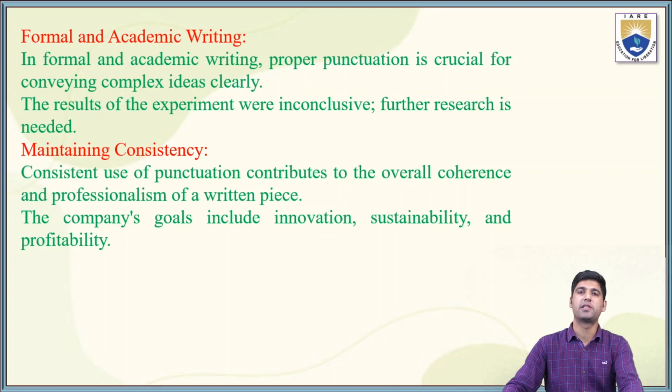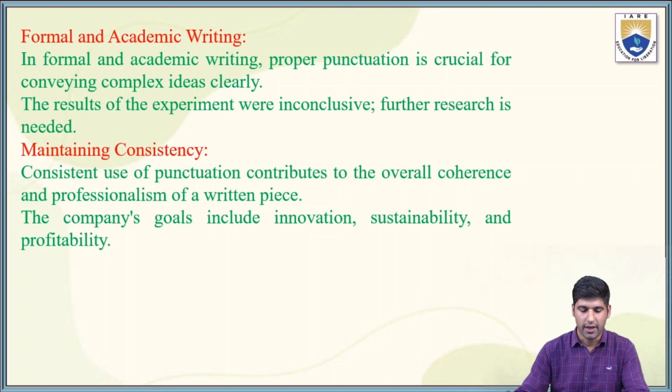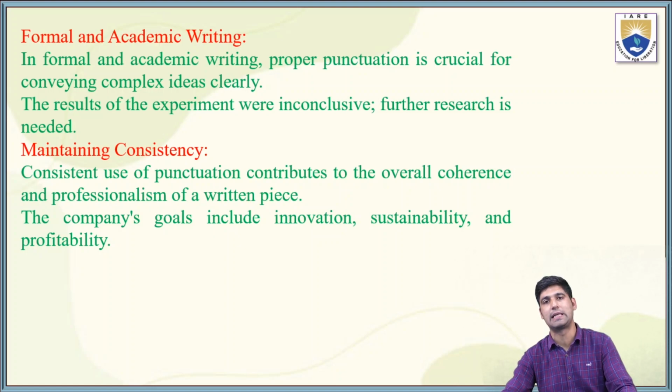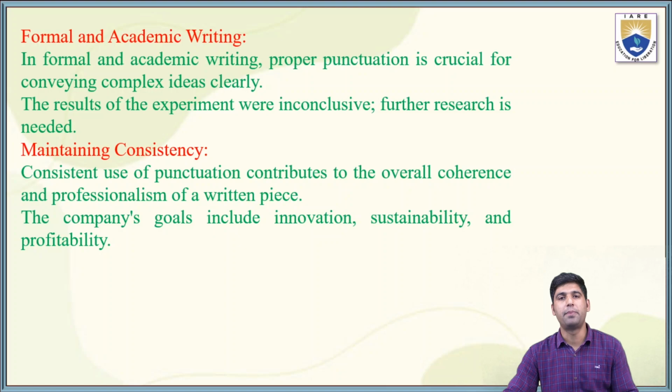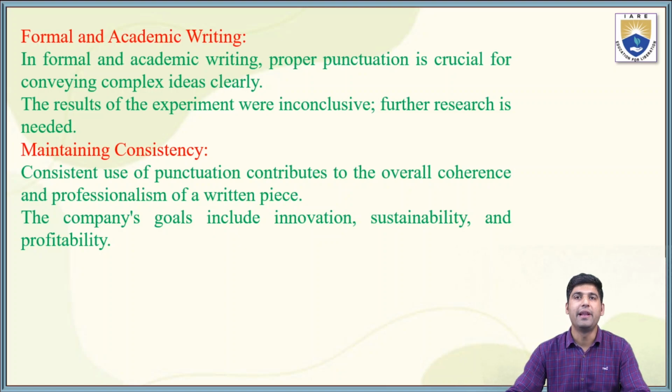What is the use of punctuation in formal and academic writing? In formal and academic writing, proper punctuation is crucial for conveying complex ideas clearly. In order to convey complex ideas clearly in formal writing, we require punctuation marks. "The result of the experiment were inconclusive. Further research is needed." So these are examples. Maintaining consistency.